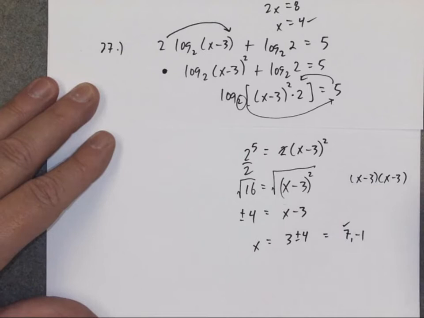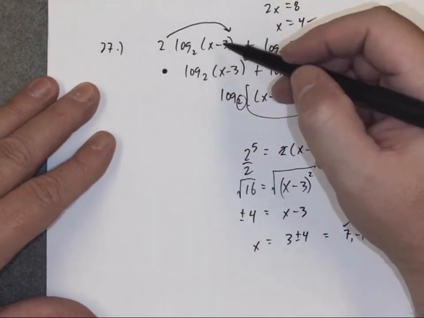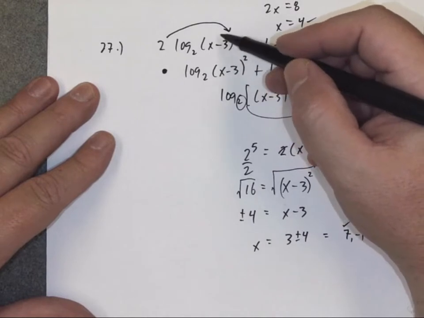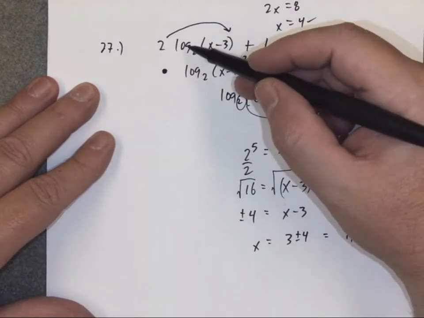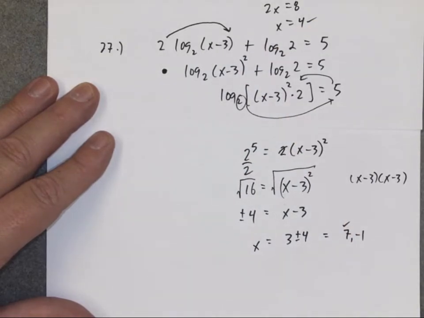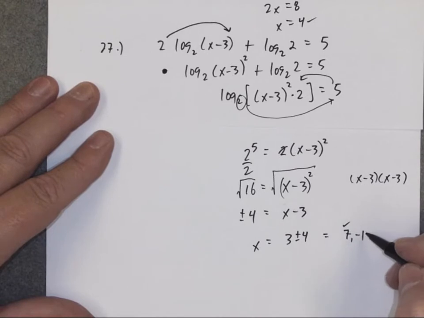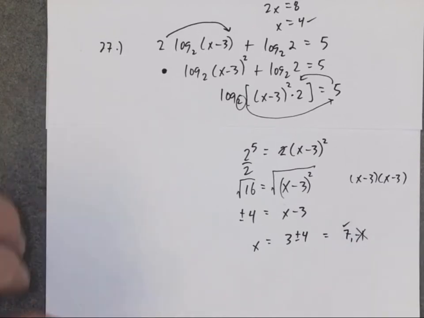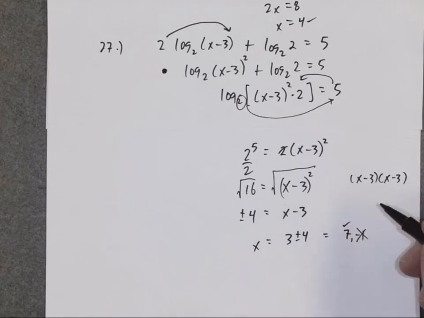So the 7's okay. Now, if x is negative 1, I have negative 1 minus 3, which is negative 4. I'm trying to take the log base 2 of negative 4. I cannot do that. I can't take the log of a negative number. Therefore, even though I did the math correctly, that cannot be a solution. As it turns out, there's only going to be one solution, and that is x equals 7.